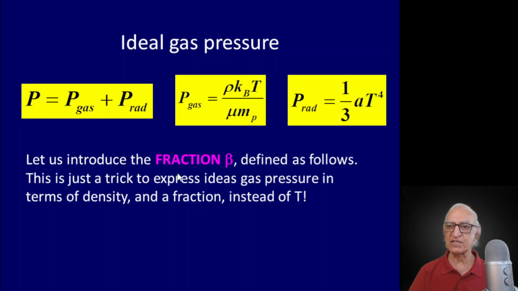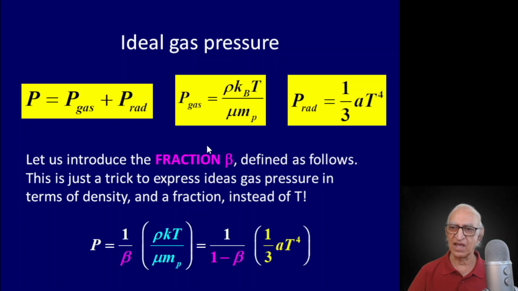How is this fraction defined? This is just a trick to express the gas pressure in terms of the density and this fraction beta instead of density and temperature. I said you can't compare apples with oranges, but I'm trying to make the apple look like an orange so that I can compare this orange with this orange. So the ideal gas pressure is a function of density and temperature. Instead of that, I'm going to write it as a function of density and this fraction beta. How do I do that? It's very simple. How do I define the fraction?